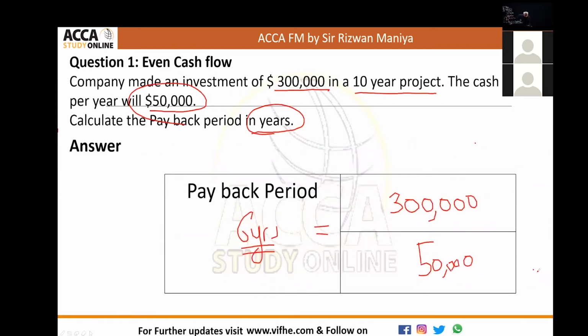Now, if the cash flow is given in years, as this is, are you listening to what I'm saying? If the cash flow is given in years, the answer will come in years. To convert this into months, I will multiply by 12. Simple. So the answer will be 72 months. So 6 years, and when it comes to months, 72 months. I'm sure this is pretty much clear. So this was the first situation that dealt with payback in case of even cash flow.